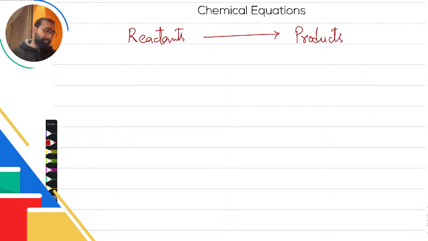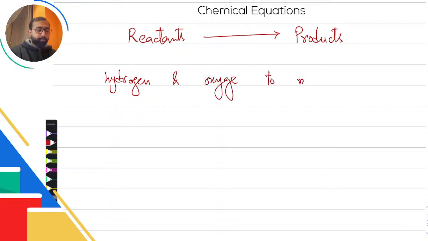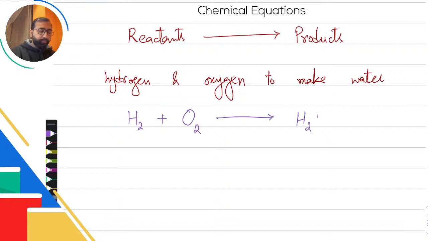So I'll take a simple example. I want to make water by burning hydrogen. So I take hydrogen and oxygen to make water. Now this same thing that I just wrote in English, I can translate to the language of chemistry: hydrogen plus oxygen changes to, makes water. So I've written it in formulas.